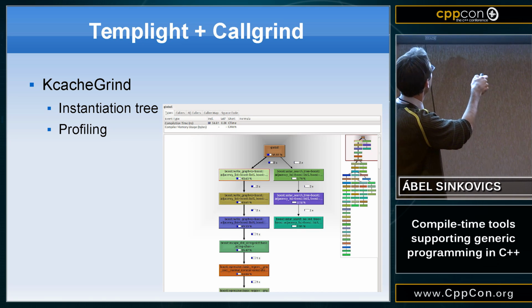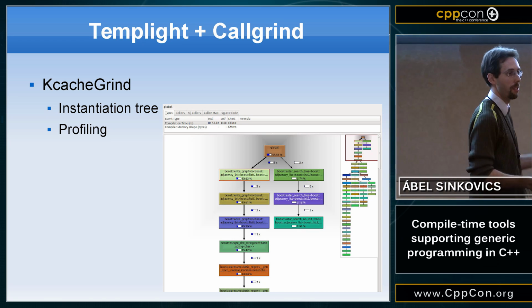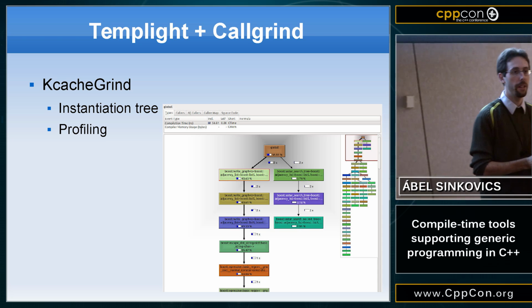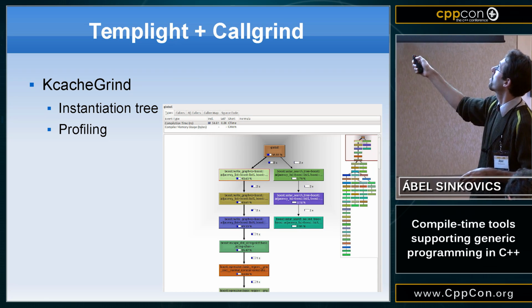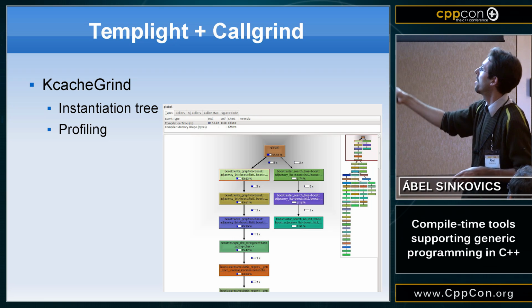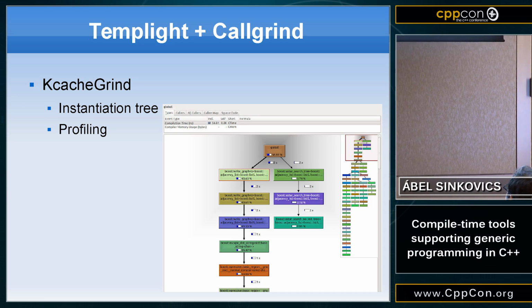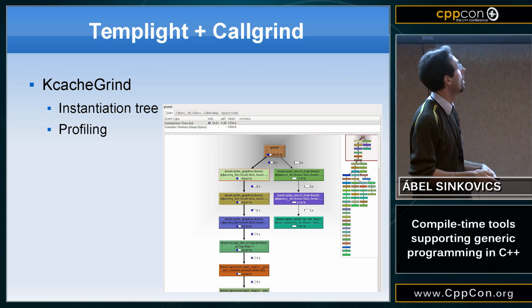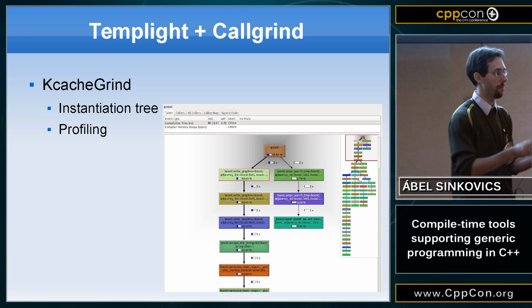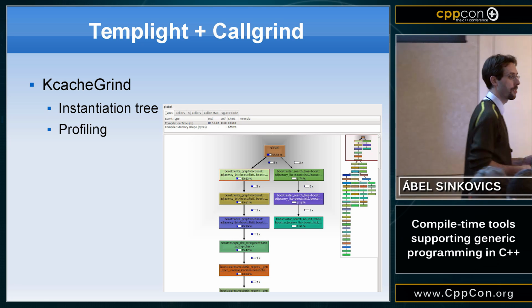So you can see all the templates instantiated during the compilation, and it has the profiling information in it as well. These percentages tell you how much of the time was spent on instantiating that specific part of the tree, and it is talking about the subtree underneath. So you can go into depth on the branches you're interested in.